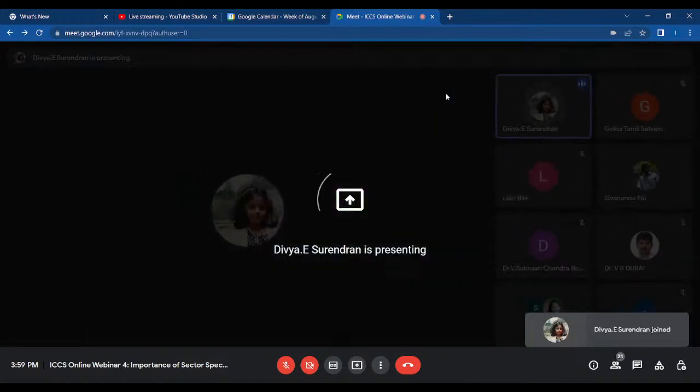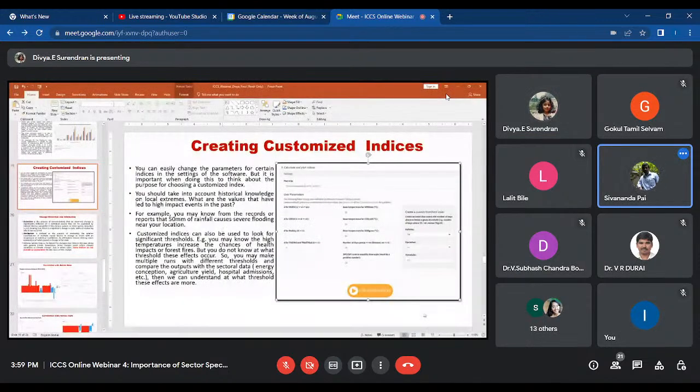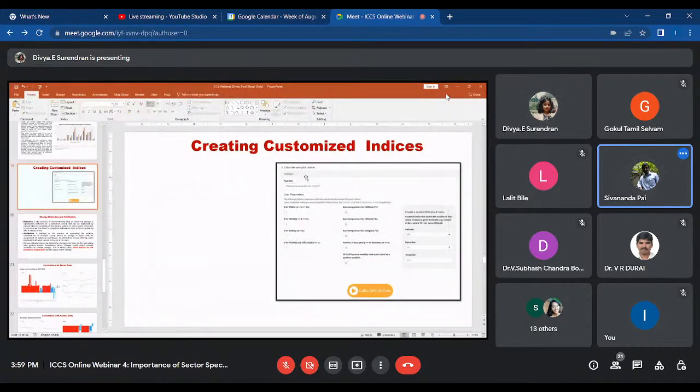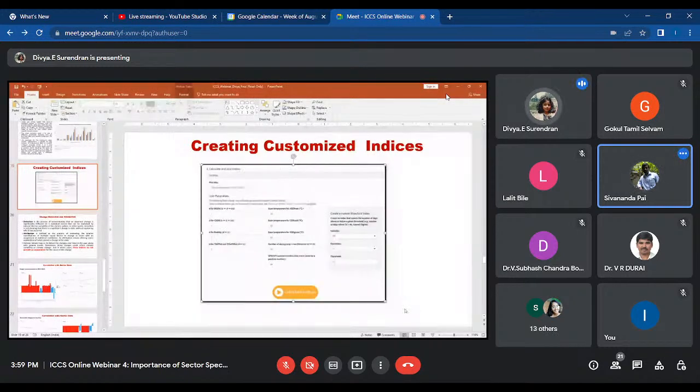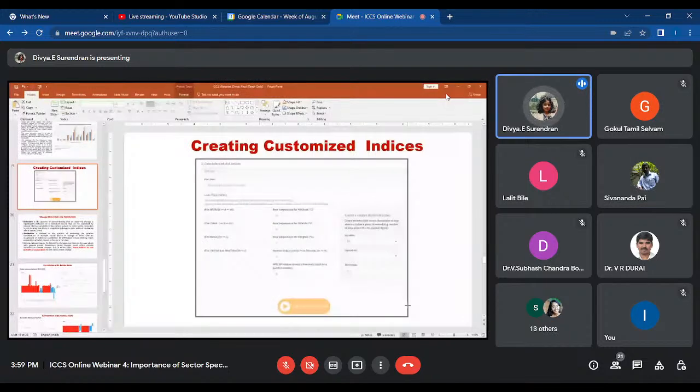Sir, are you able to see my screen? It's coming. Not still. Yes. You can now, it is being seen. You can try the slideshow. I think you have not pressed the slideshow. It's not appearing. It's okay, we can see that. Yeah, please continue.